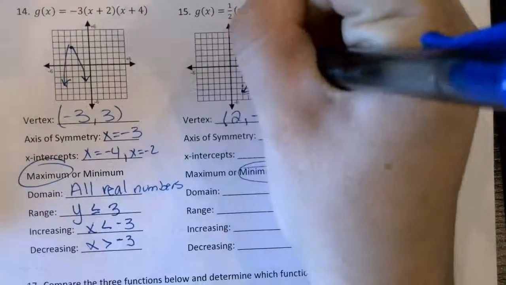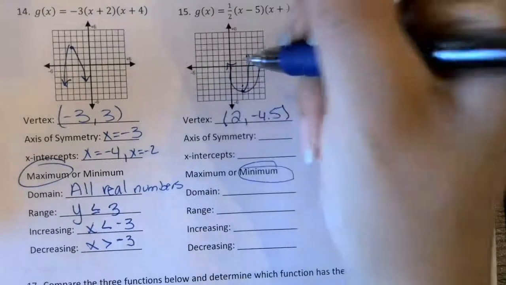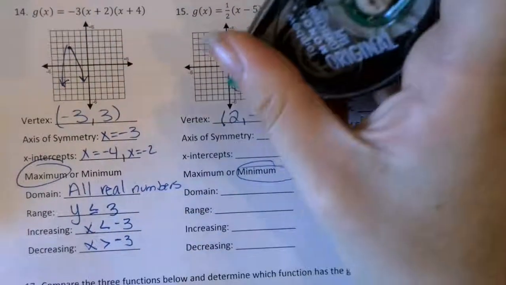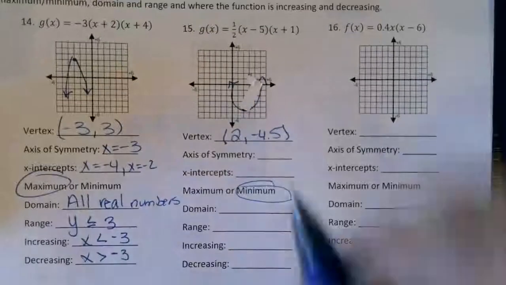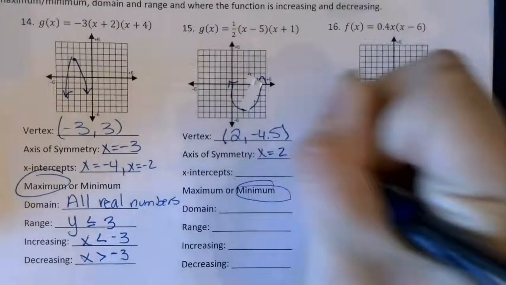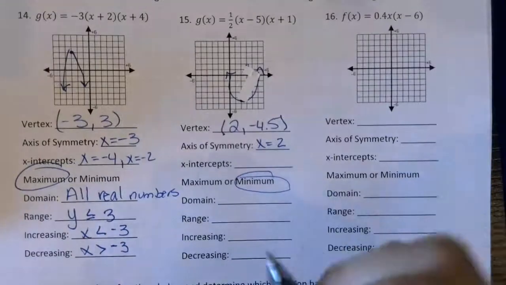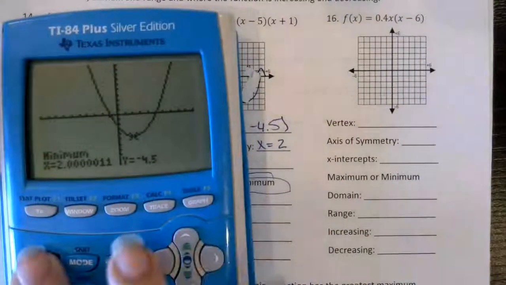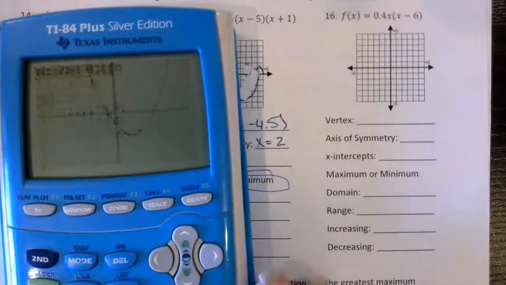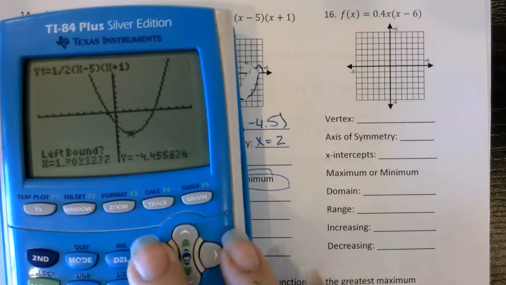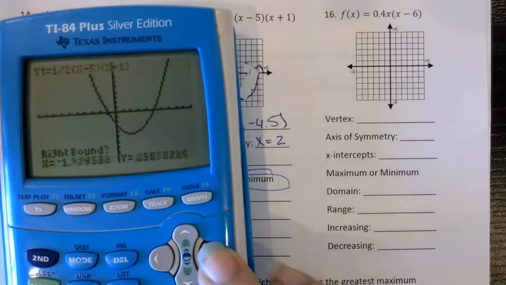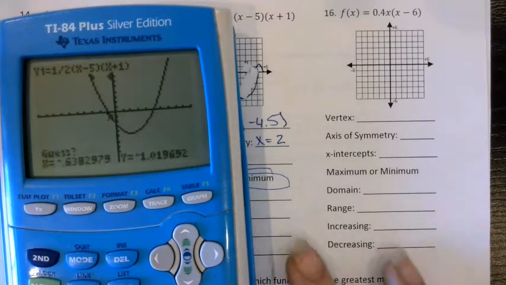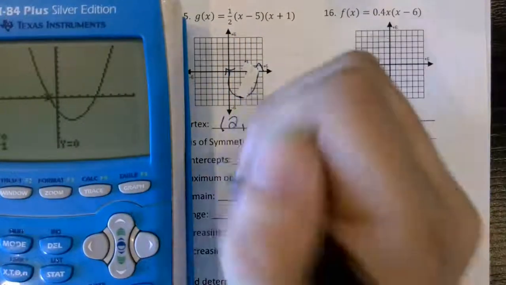This one's fine. Let's just white out this line. It's a mistake. Okay, so my axis of symmetry is going to be x equals 2. My x-intercepts, I can go second calc, 0. I want to move this to the left side of my intercept, which this time is above the line. I press enter. Then I move it to the right side. I press enter twice. This first one is x equals negative 1.